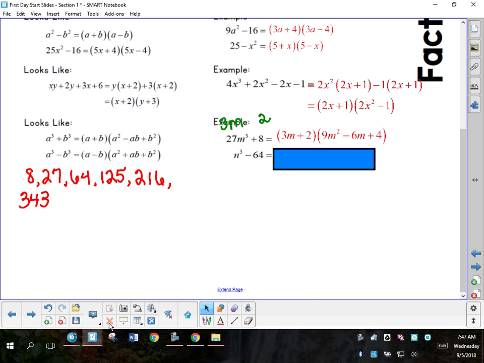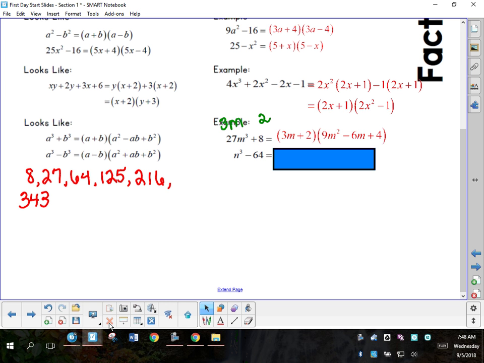Now, when there's a difference of cubes, it's pretty much exactly the same. What's the only difference between the sum of cubes and the difference of cubes? Hands up when you can see that. What's the only difference between these two? There's literally 1. Yeah, and in this case before, if it's plus, it goes plus, minus, plus. If it's minus, it goes minus, plus, plus.